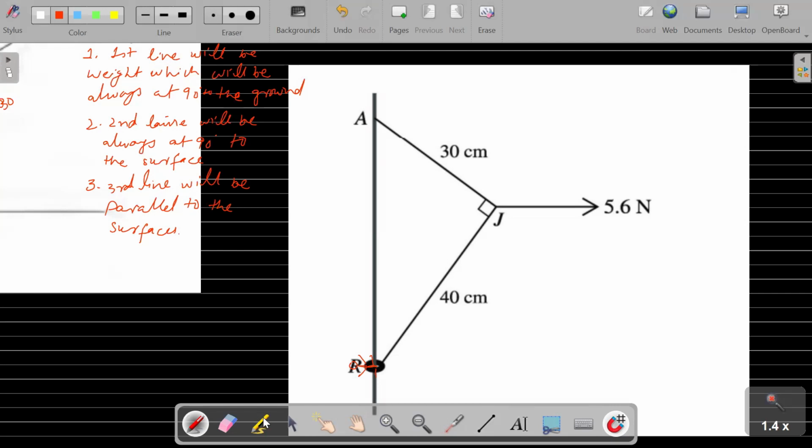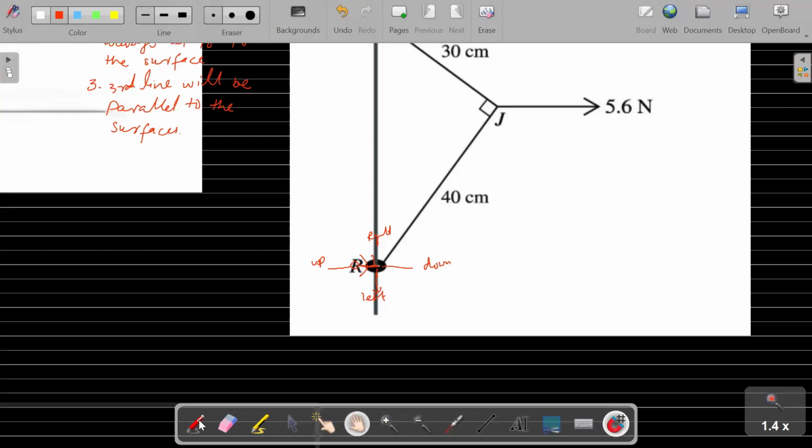If my person P is standing here, then, as we have discussed, according to the rules, from the head it will be the upward force. If this is the upward force, then this will be the downward force. This one will be my rightward force, and this will be my left force. Is it clear? Now, there is one more force acting on that ring, that is weight. Weight is always acting on it. So the weight of the object will be downward. This will be my weight line.